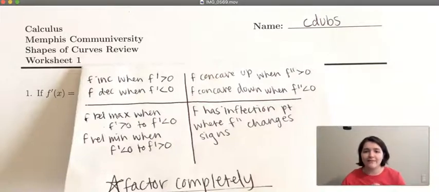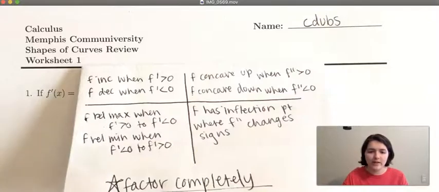And then f has inflection points where f double prime changes signs. So when it goes from positive to negative or from negative to positive. And so when we see inflection points, again, we want to take the second derivative. And always factor completely. It will help you a lot and make the problem a lot easier, and it's generally kind of necessary when you want to find where y is equal to 0 so that you can find the different points that you need and find where the graph is positive and negative.